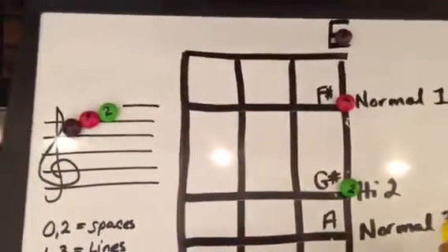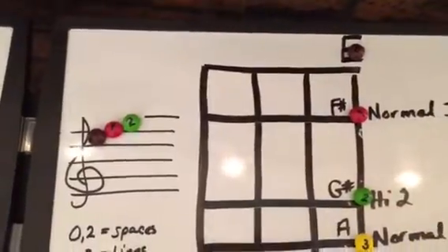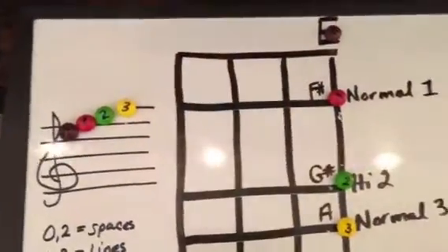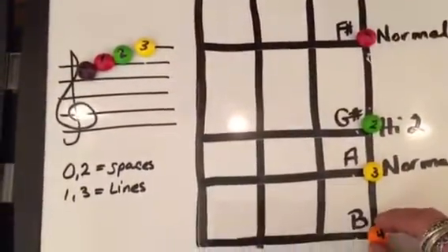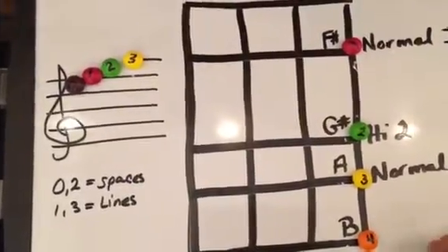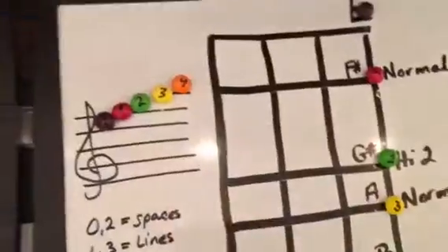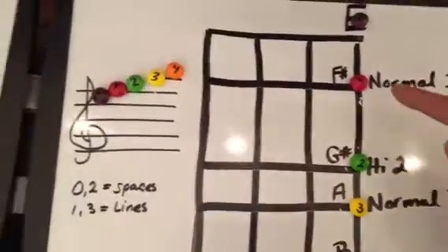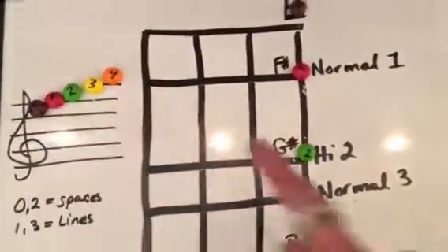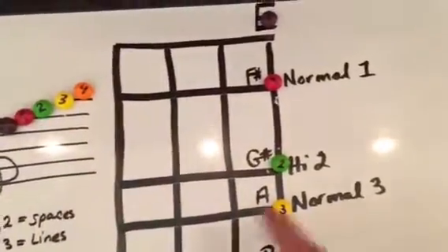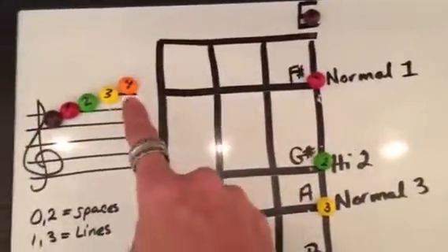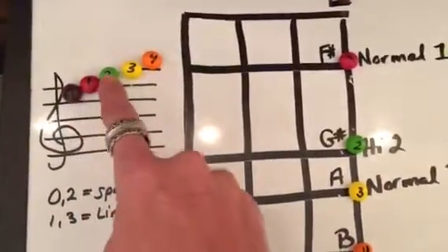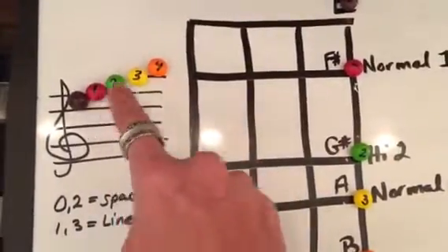Then we have our third finger, which is going to go on A string. And then our third finger is going to go on our staff on our first ledger line, which is on a line. Then we have our 4th finger B, and our 4th finger B on the staff here. So these are just little skittles I put note names on so you can see our F sharp, G sharp, A, B. And if you'll just remember that the opens and 2s are on the spaces of our staff and our 1s and 3s are on the lines of our staff.